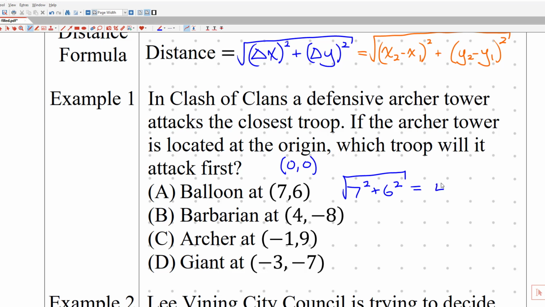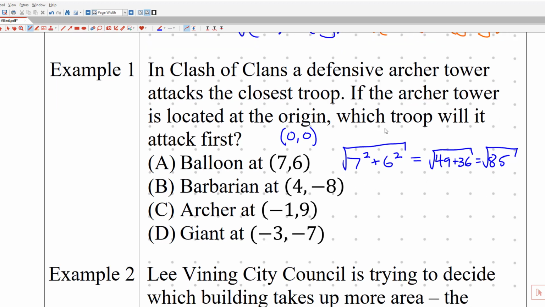7 squared is 49, 6 squared is 36. Doing a bit of mental math, 4 plus 3 is 7. It's going to go up to 8 because I'm going to add 6 and 9 and get 5 and carry the 1. So square root of 85. And then I'm going to compare that to all of these. I'm going to leave them with square roots. Even if I have like the square root of 81, which is 9, I'm just going to leave it as square root of 81 because if I just compare radicals, I can tell which one is bigger really quick.